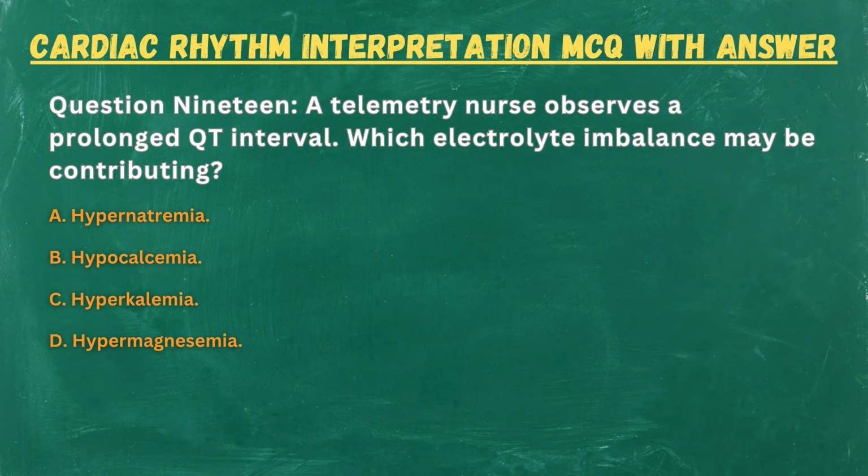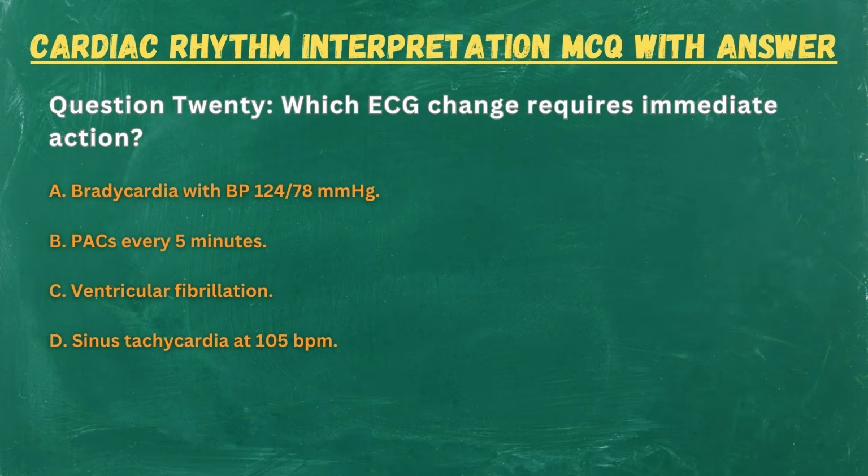Question 19. A telemetry nurse observes a prolonged QT interval. Which electrolyte imbalance may be contributing? A. Hypernatremia. B. Hypocalcemia. C. Hyperkalemia. D. Hypermagnesemia. Answer: B. Hypocalcemia.